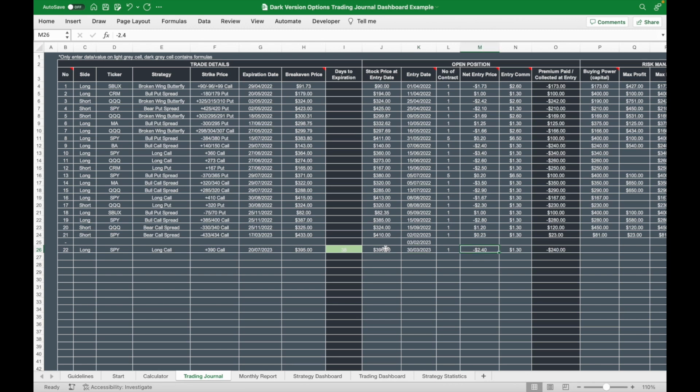Remember to indicate an outflow of money by using a minus sign in front of the net entry price when paying a debit to open the position. Additionally, input the commission paid to open the position.